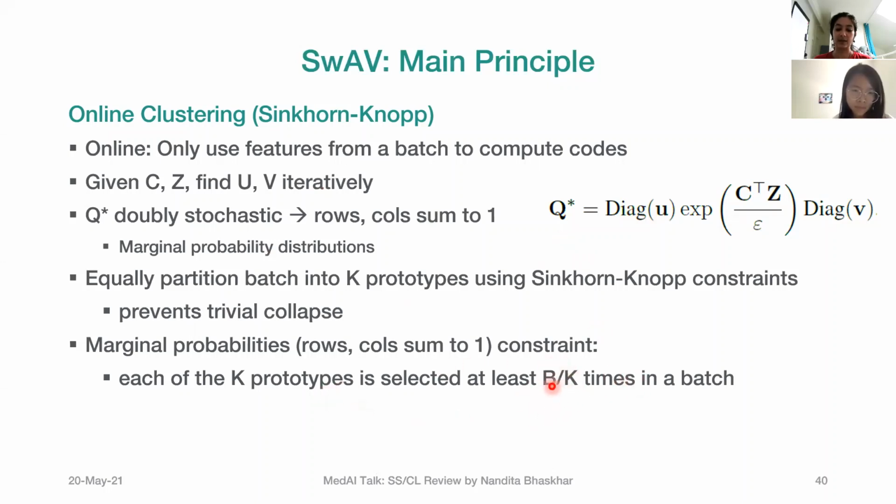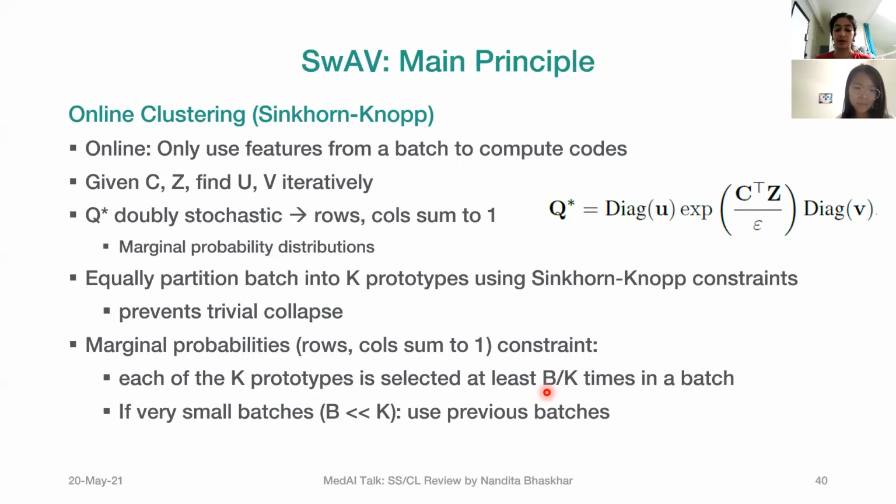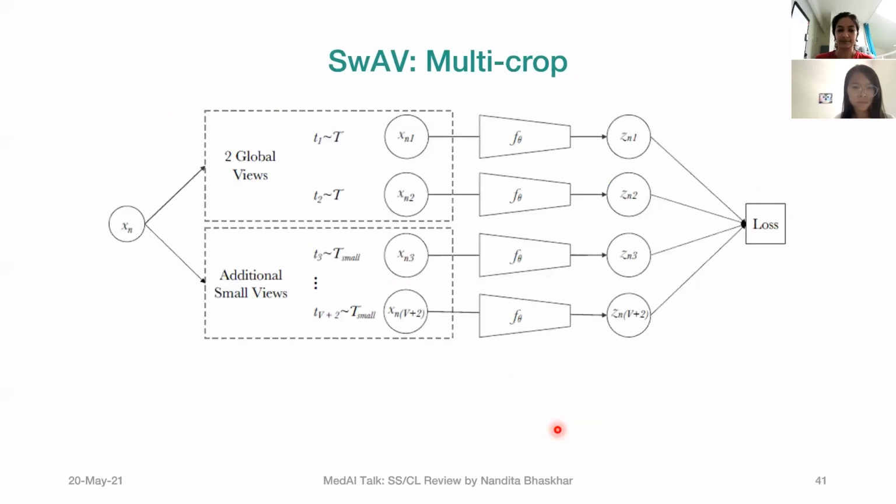One thing to note is that this works well when B is much larger than K. So you want the batch size to be much larger than K. This means that if you have a K of 3,000, then you want a batch size of more than 3,000, which becomes practically intractable. So instead, in such a scenario where the batch size is actually less than K, they use the momentum contrast approach that we've talked about before, and they just accumulate the negative samples across multiple batches.